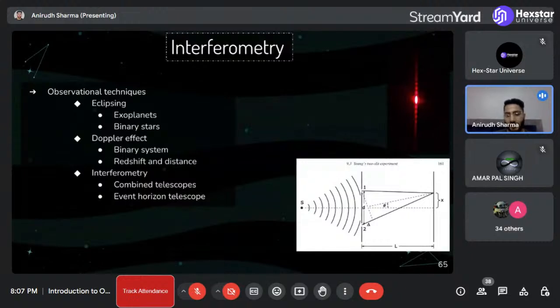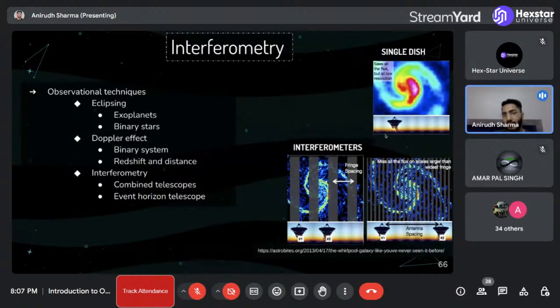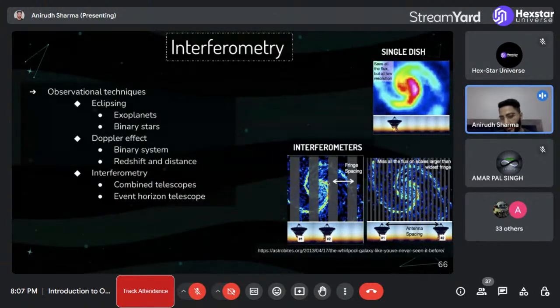So using this technique, if you use a single dish to collect data for a galaxy, let's say, that would give us a very dull image of the galaxy, a very pixelated image. But if we are using two separate antennas to observe the same image, and then we use interference on it, for sure there would be some gaps in it, because the light would not be syncing at some places. But wherever the light is syncing, we observe a relatively very clear image. And in case you change the spacing, the number of fringes and the spacing between fringes changes.